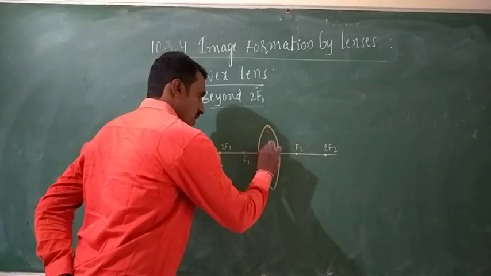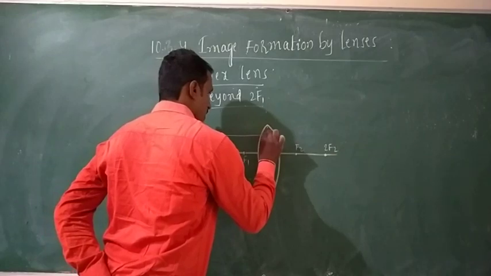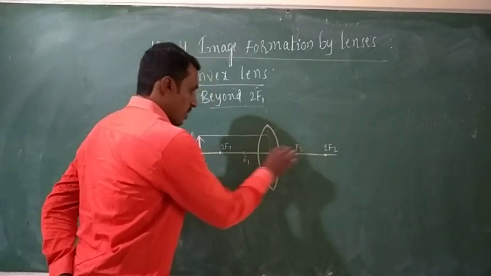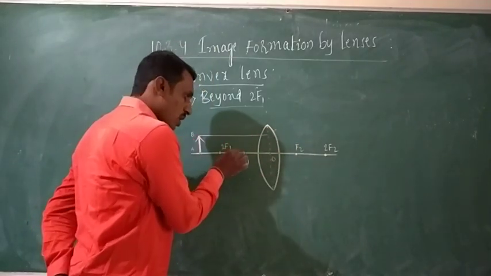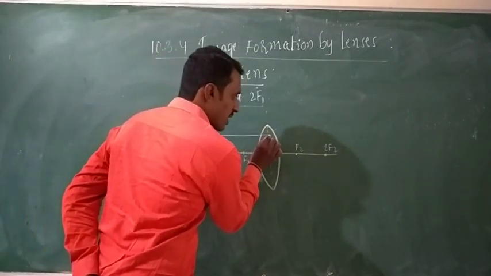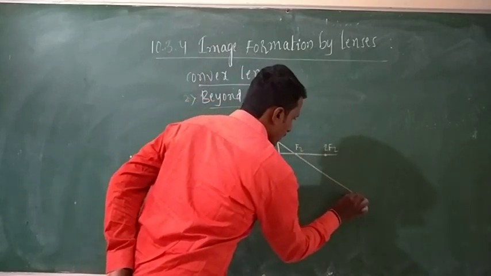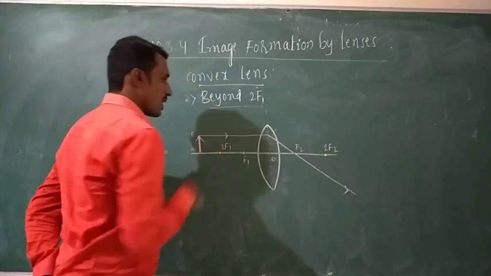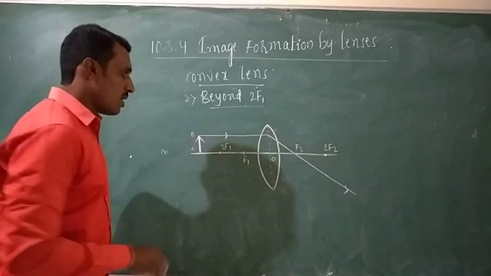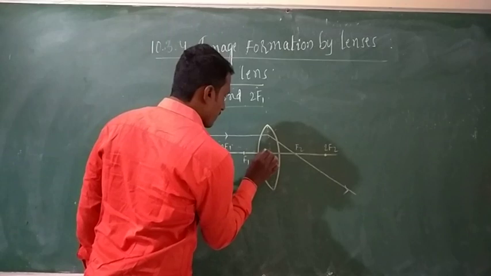Now I will draw the diagrams. See, the first light ray after reaching the lens refracts and passes through the focus because this is parallel to the principal axis. A light ray parallel to the principal axis after refraction passes through the focus. This is the refracted ray, this is the incident ray. And for simplification purposes, we will take another incident ray that passes through the optical center.